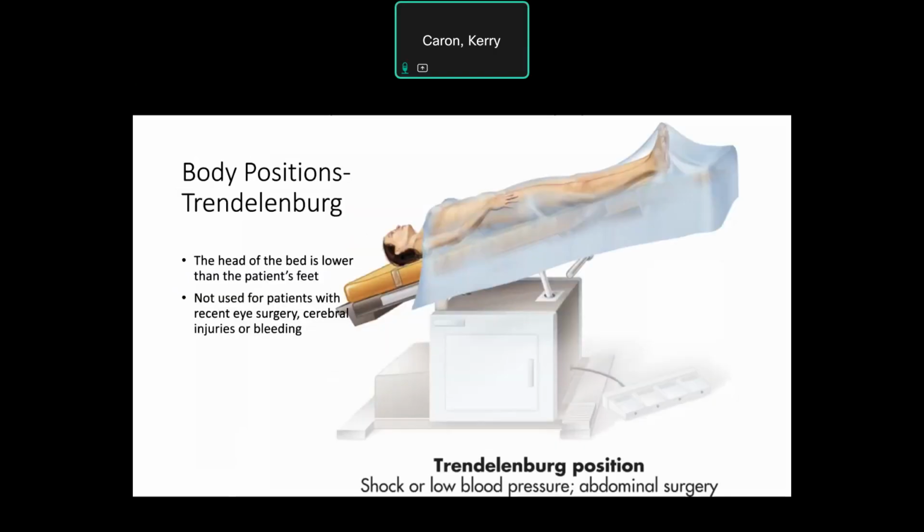Trendelenburg. Trendelenburg is head lower than the patient's feet. And a lot of beds will do this automatically. The electronic beds will do this. Why would we do this? If someone has low blood pressure, or goes into shock, this is great for bringing blood back to the head and vital organs. Or also abdominal surgery. You do not want to do this with any kind of recent eye surgery or cerebral brain injuries or bleeding, because it increases too much pressure in the head.